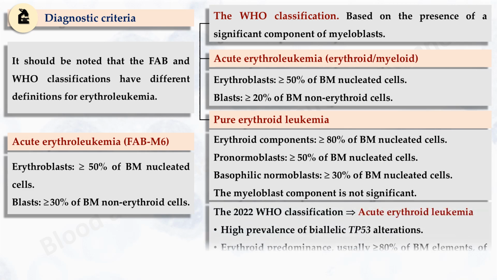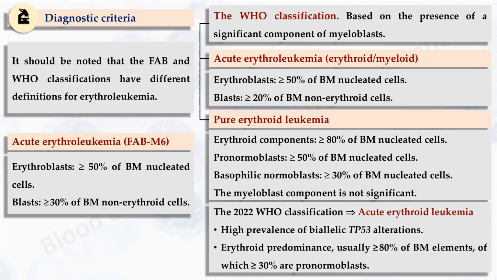In the 2022 WHO classification, pure erythroid leukemia was changed to acute erythroid leukemia as a distinct AML type, characterized by neoplastic proliferation of erythroid cells and high prevalence of biallelic TP53 alterations. Acute erythroid leukemia diagnostic criteria include erythroid predominance, usually 80% or more of bone marrow elements, of which 30% or higher are prenormoblasts.